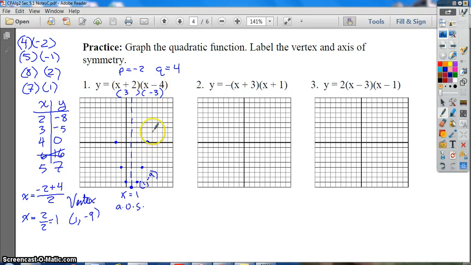So 5, 1, 2, 3, 4, 5, 6, 7, 7, there's your lovely parabola. A little bit of a not so smooth squiggle there. So there is your parabola for number 1. Okay? Please get used to the sequence.